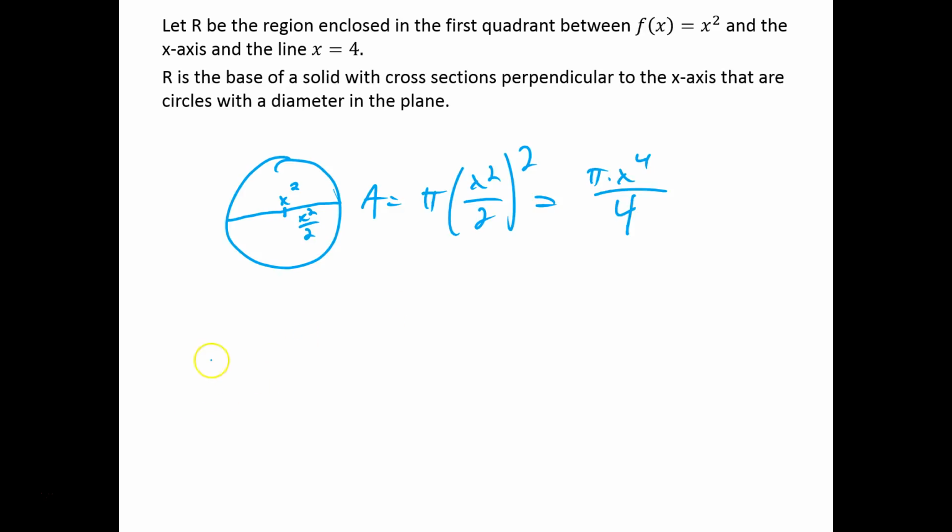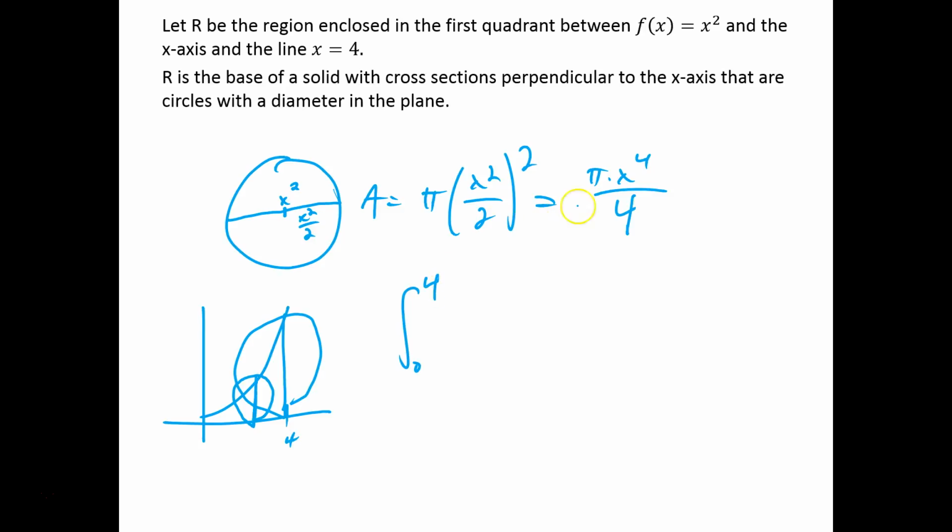And that's going to be true for every value between 0 and 4. So this would be my diameter. The circle comes out, drips down as well. All the way up to 4, we'll have our biggest circle coming out of the screen and also going into the screen. We have to integrate that from 0 to 4. So our A of x equation, I'll pull out a pi over 4, x to the 4th dx. So that's going to be pi over 4, x to the 5th over 5. We've had this before. Plug in 4.